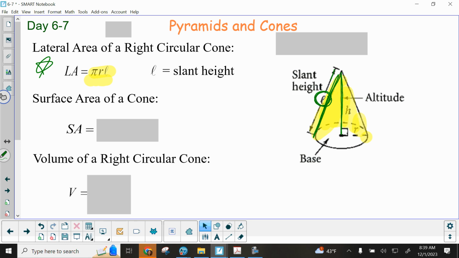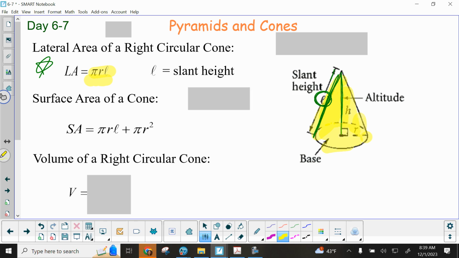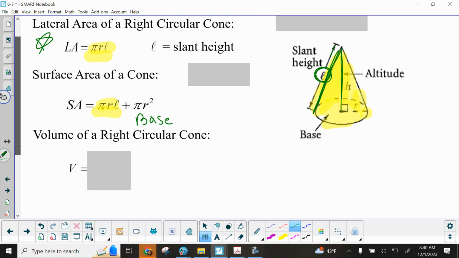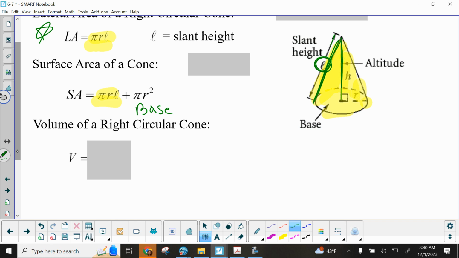Surface area of a cone is that lateral area, and then we're going to add in the base. So we have the lateral area right here, and then we add on the base, which is the circle. The area of a circle is pi r squared, so that's why that part is included. The volume of a right circular cone is 1/3 the volume of, and this should look very familiar, a cylinder. So it's 1/3 the volume of a cylinder.